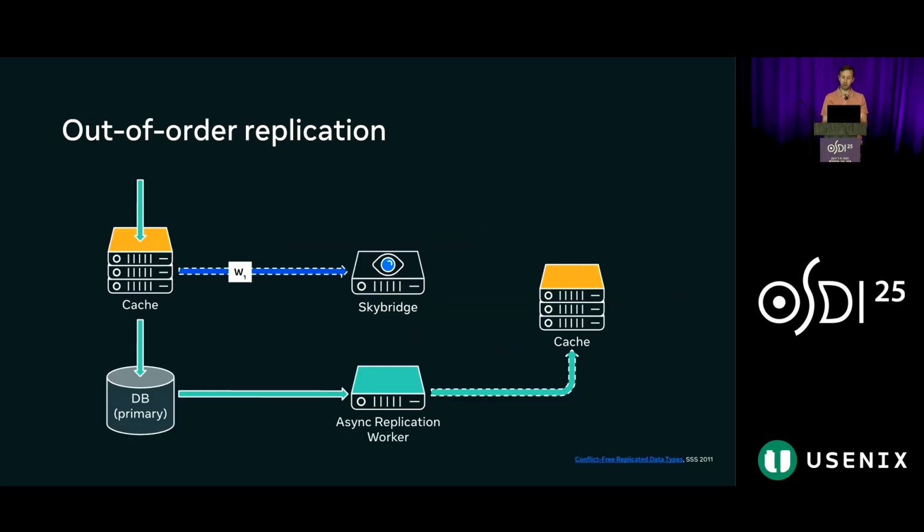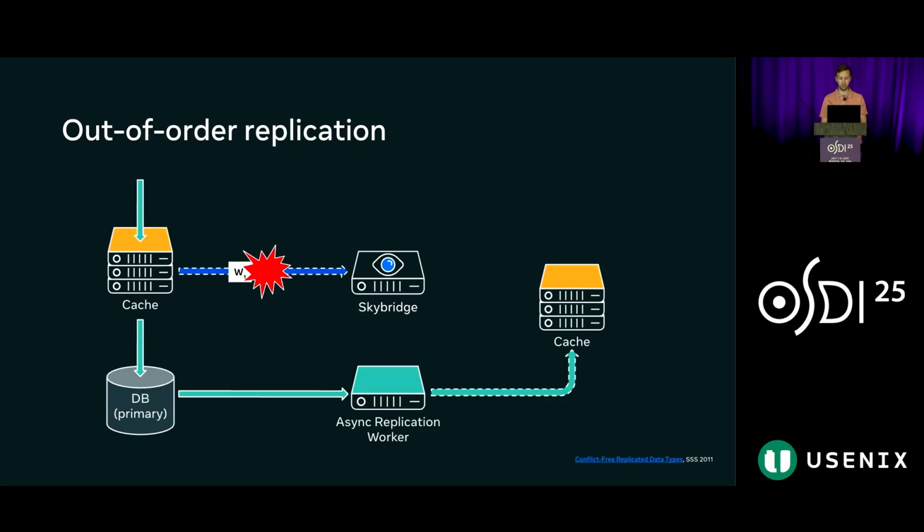Finally, Skybridge's replication stream allows out-of-order replication. The right metadata in Skybridge's replication stream is a form of conflict-free replicated data type. At a high level, this means that Skybridge's data can be delivered in any order, and Skybridge's indexes will converge to the same state.